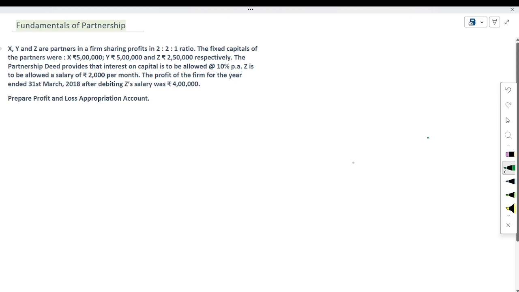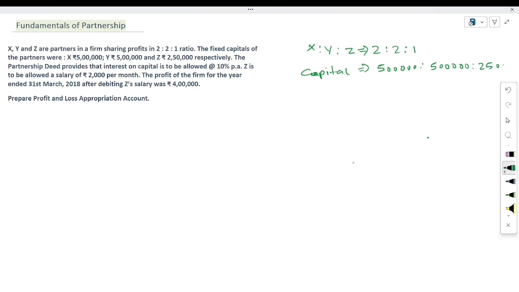X, Y and Z are partners in a firm sharing profits and losses in the ratio of 2:1. Here we will write X, Y and Z. These are partners having a profit sharing ratio of 2:1. The fixed capital of the partners were: X, rupees 5 lakh. X has contributed how much capital? Capital of X rupees 5 lakh, capital of Y also rupees 5 lakh, and capital of Z rupees 2,50,000.